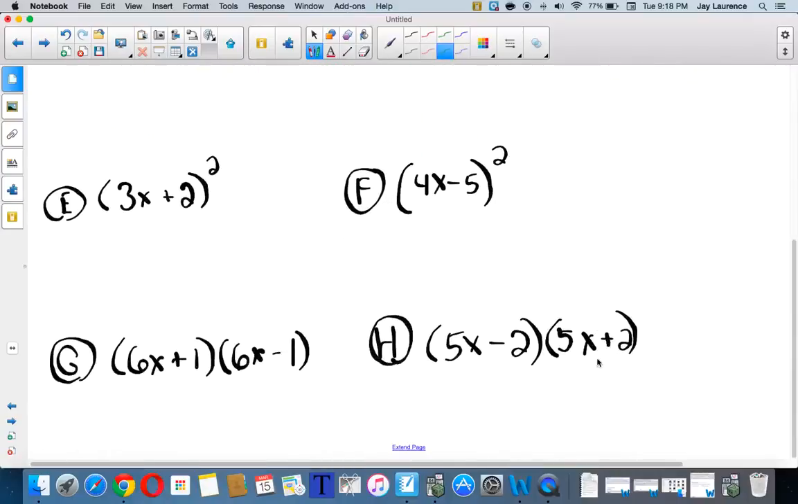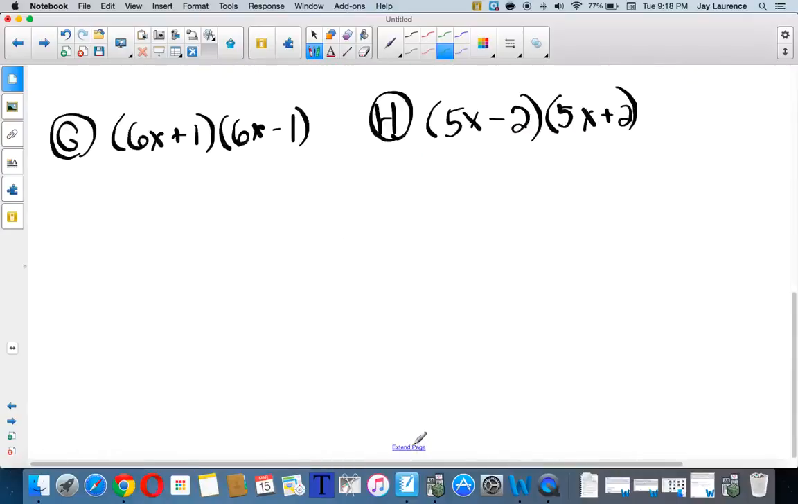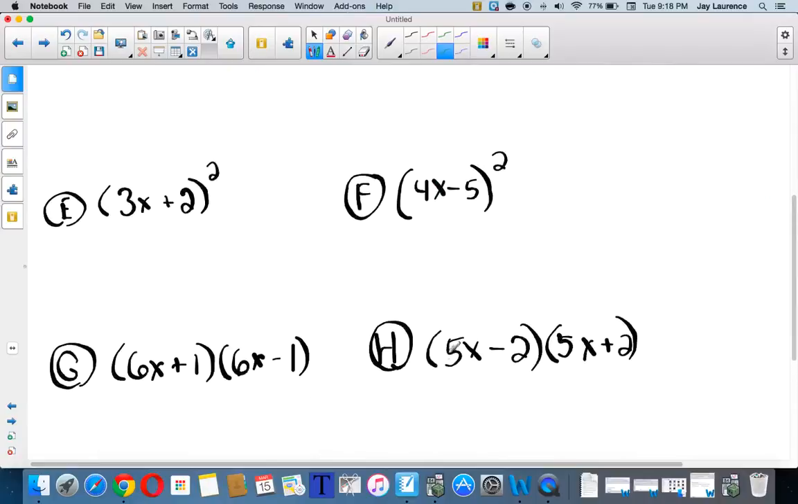All right, I got 4 more for you to try here. They're all binomials in this case. Go ahead and pause the video, see what you can do. By the way, on E and F, if you only get a binomial answer, you're not doing this properly. No. Okay, here come my solutions.